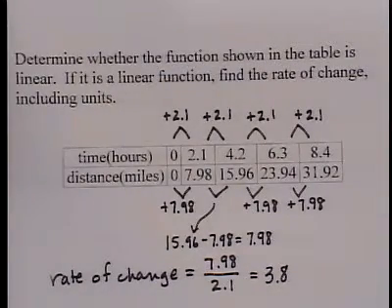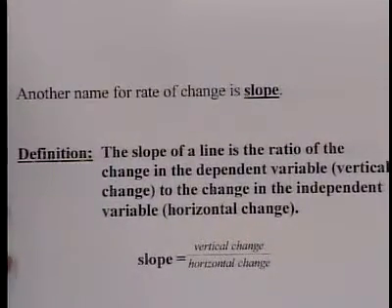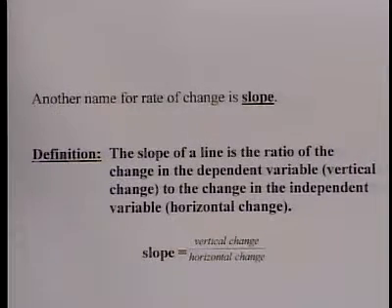Let's continue by looking at another name for rate of change. Another name for a rate of change is slope. By definition, we say the slope of a line is the ratio of the change in the dependent variable, the vertical change, to the change in the independent variable, which is the horizontal change. Shortening the definition, we can say the slope is equal to the vertical change over the horizontal change for the line. Vertical over horizontal.